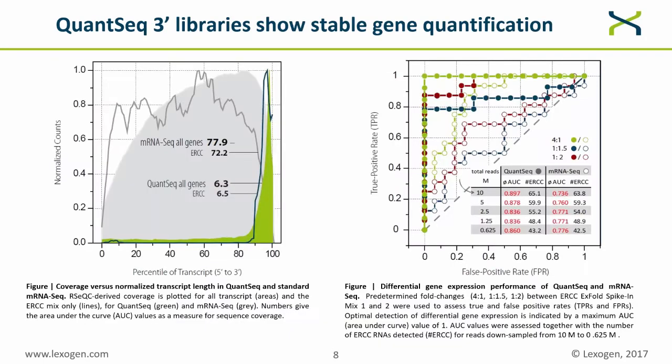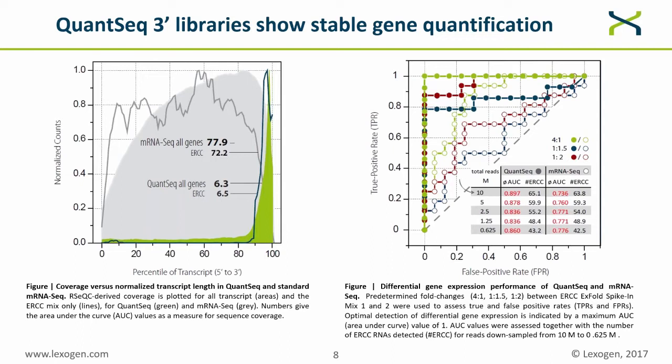So now I will give you a quick overview of the data that you can get from QuantSeq libraries and how this can be used for expression profiling. Here you can see two graphs. The graph on the left is showing a plot which compares the read coverage for QuantSeq libraries, shown in green, to whole transcriptome mRNA-Seq, shown in grey. As you can see, for QuantSeq in green, the majority of the reads map to the 3' end of the transcript, while for the mRNA-Seq, the reads are distributed across the length of the transcript.